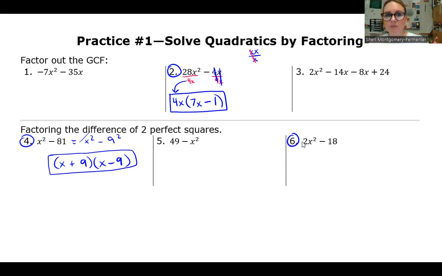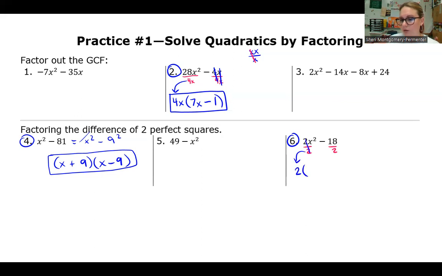For this last one, is 18 a perfect square? No. 18 is nothing squared. So for this particular problem, you have to first factor out a 2 because there's a GCF of 2. So if you first factor out a 2, so always check to see if there's a GCF. We put the 2 out in front.